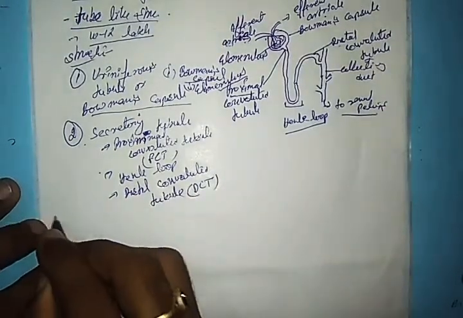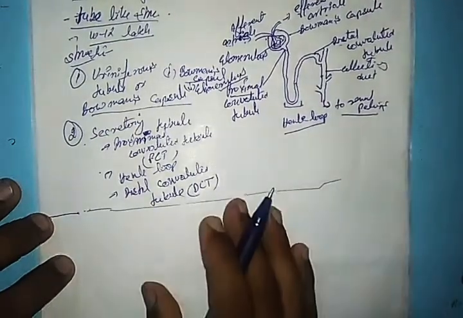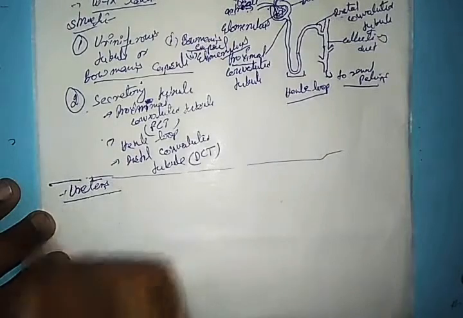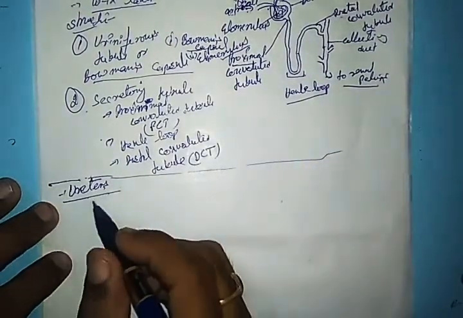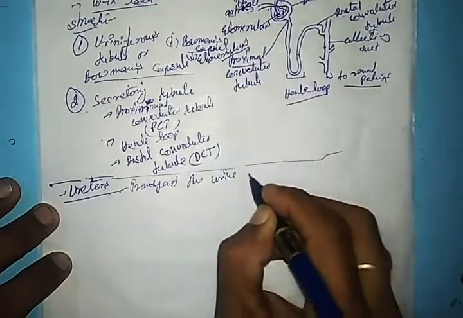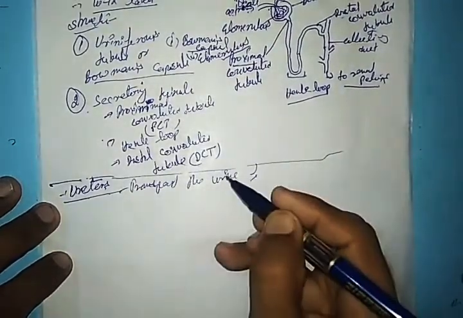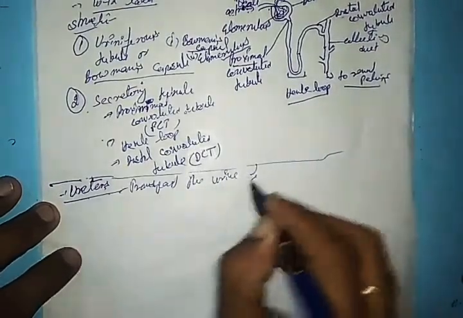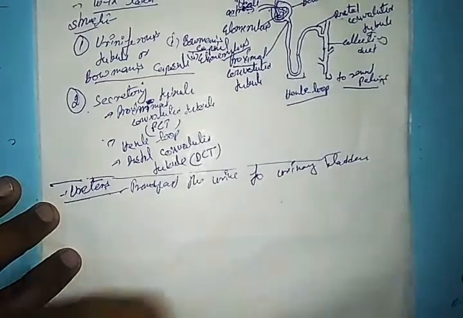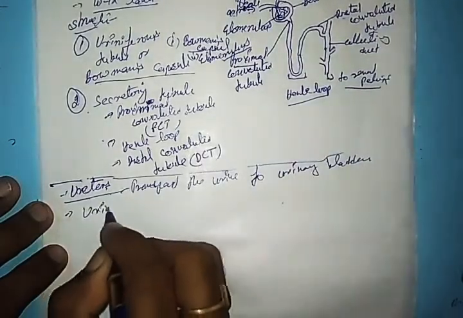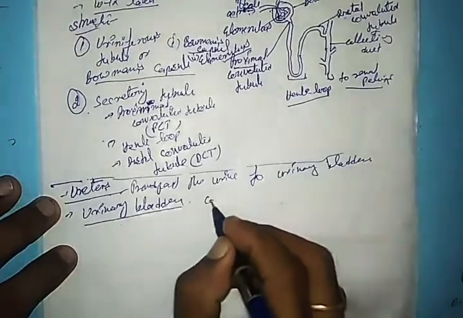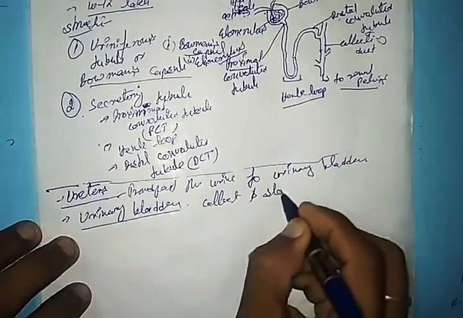Okay, so finally our second part of the excretory system is ureter. Ureters are tube-like structures. The renal pelvis opens into ureter and it transports the urine which is formed in the kidney to the urinary bladder. Okay, next, urinary bladder. Urinary bladder collects and stores urine.